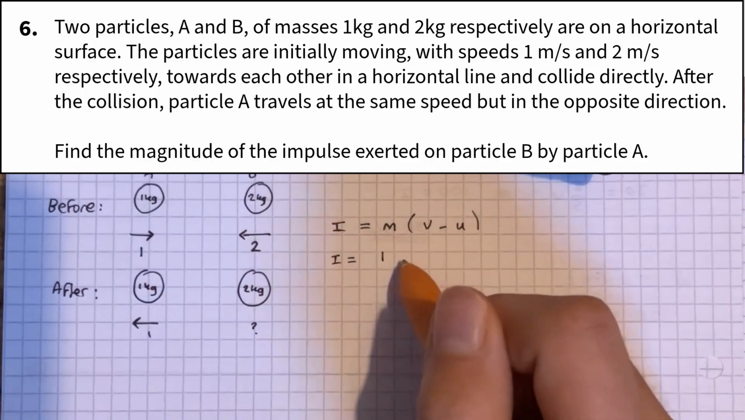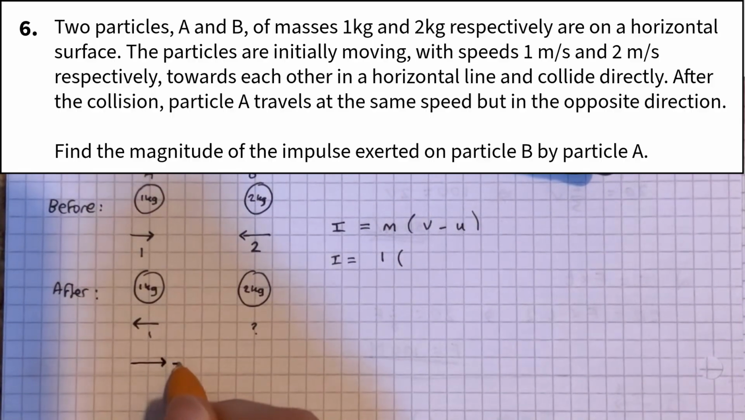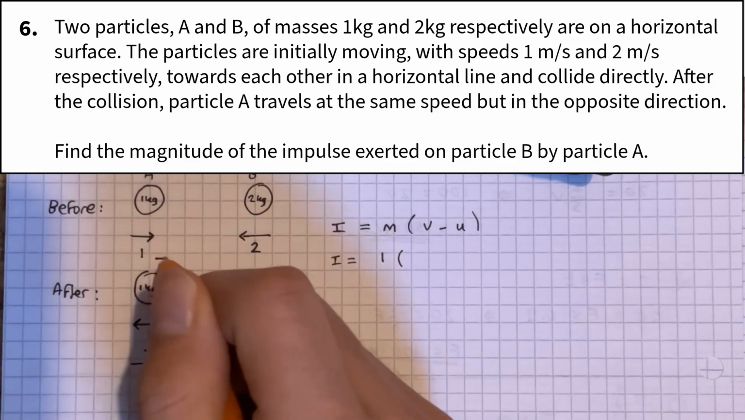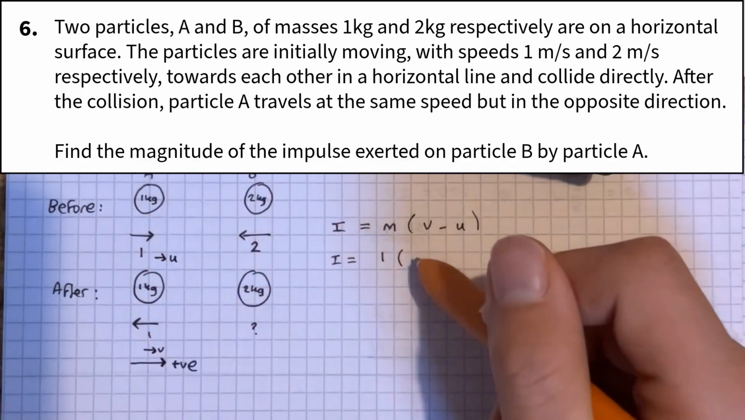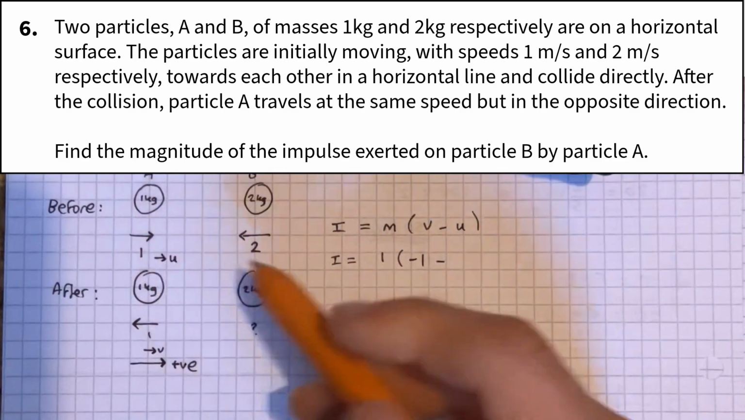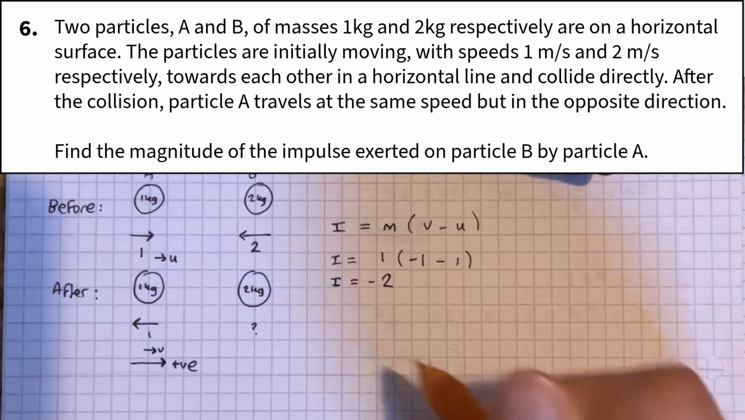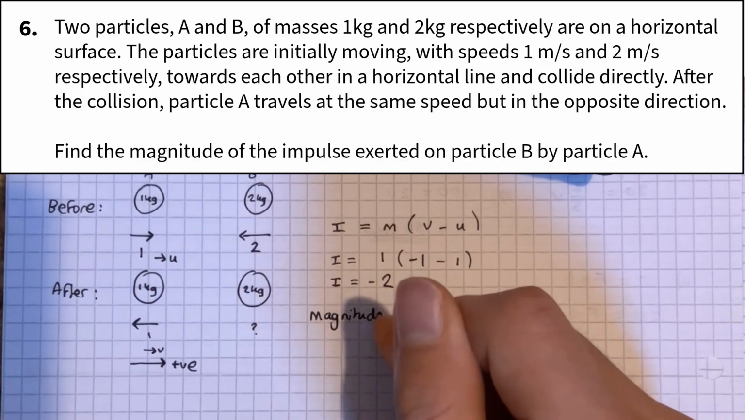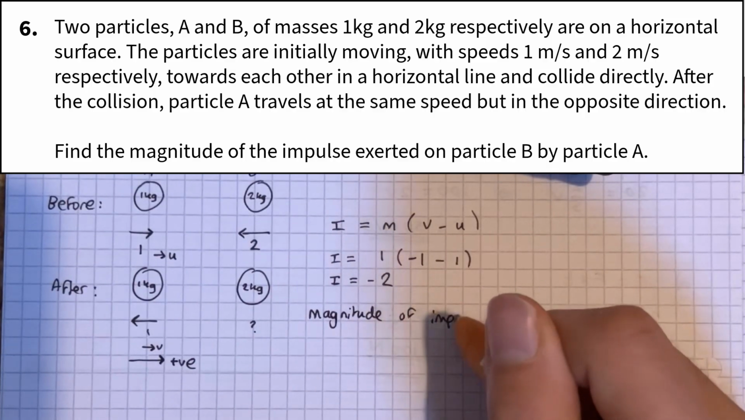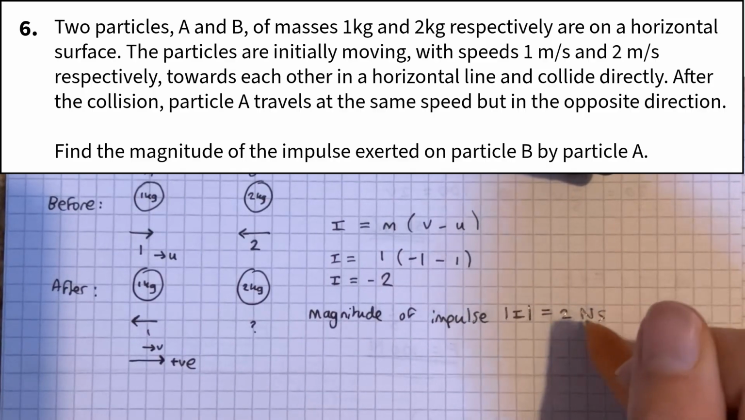The mass of the particle A is 1. The speed afterwards, well, let's define a positive. I'm going to define positive to the right as usual. So that means that this end speed v is here and the start speed u is here. So v is going in the opposite direction, so again it's minus 1. We're going to minus u, which is going in the same direction, so minus 1. So we get I is equal to minus 2. But we know that the magnitude of the impulse is going to be just 2, which is the final answer, 2 Newton seconds.